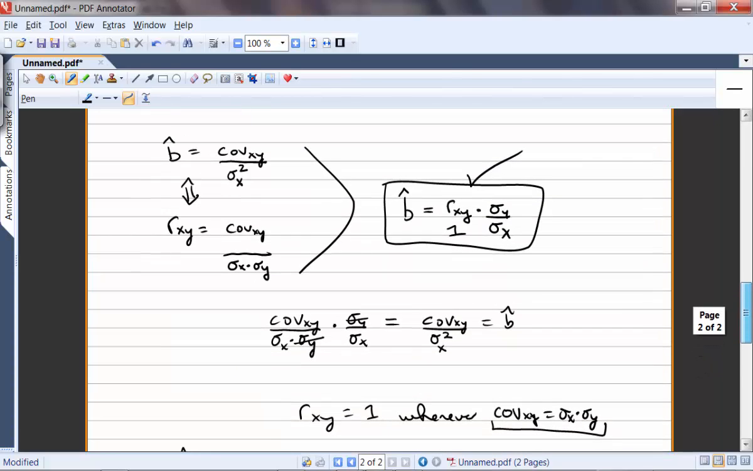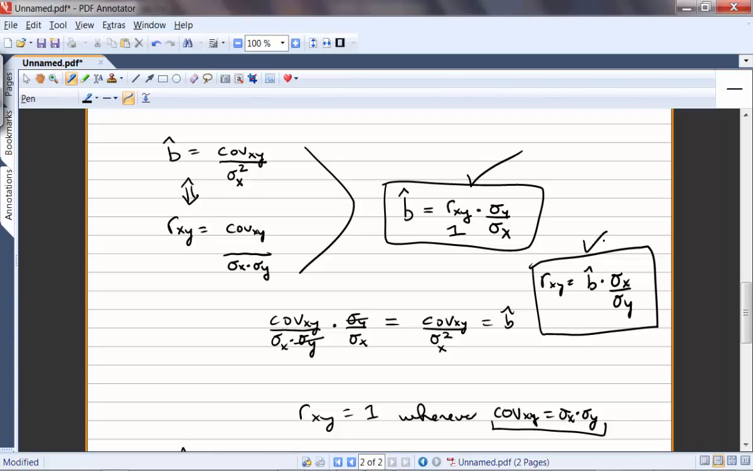All right. And then one final thing, if we have r, we can get beta or b hat. But you can always express r as a function of b hat, right? So if we have b hat, we can get r. So we could rewrite this as r xy equals b hat times the standard deviation of x over the standard deviation of y. So this would be the inverse function of this one. So this concludes the video on the relationship between the slope of the linear regression line and the Pearson correlation coefficient.